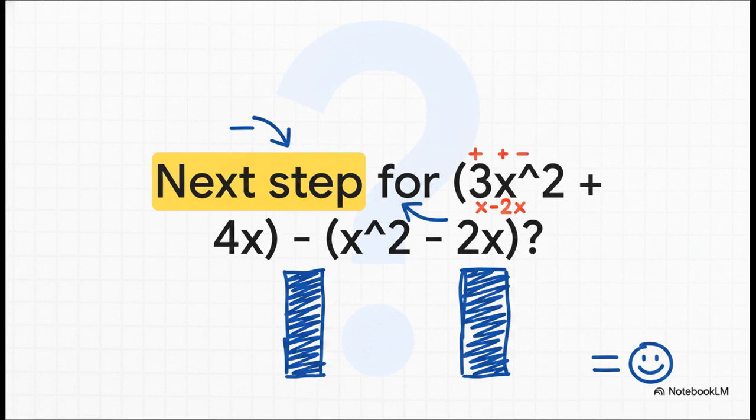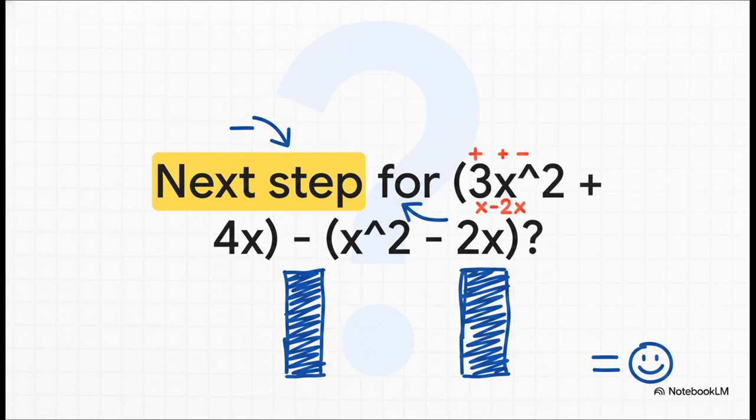What is the very first thing we should do with that subtraction sign in the middle, before we even start aligning our columns? Well, if you said distribute the negative, you hit the nail on the head. We need to change that minus into a plus by flipping the signs inside the second group, so that becomes a negative x squared and a positive 2x.